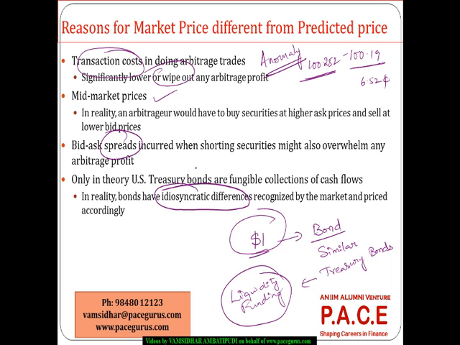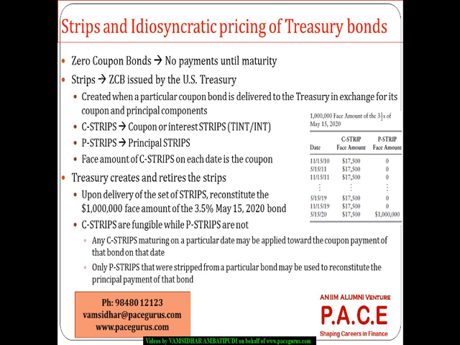Only in theory we talk about US treasury bonds as fungible collections. Fungible means I can use one in place of the other. It really does not matter. But that exists only in theory. In reality, we are seeing there are some levels of idiosyncratic differences that are recognized by the market, and the prices of the bonds typically reflect those differences. And to understand that concept in much more detail, we need to understand the concept of strips.